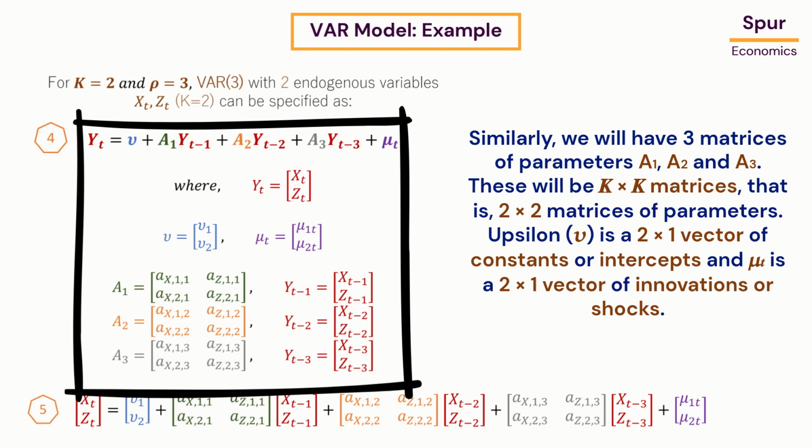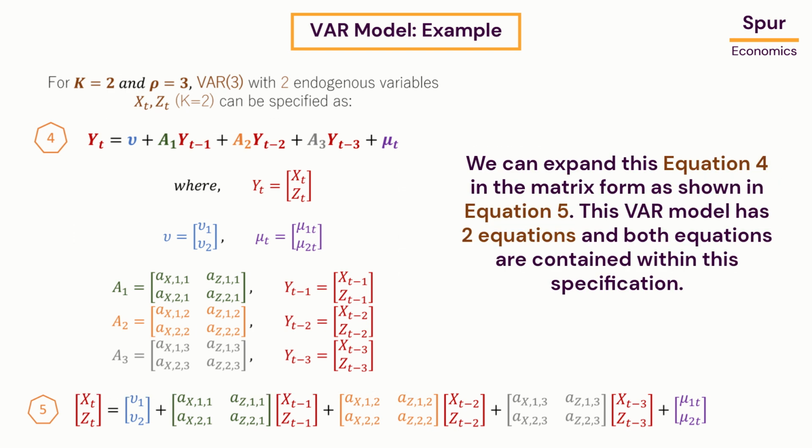Upsilon is a 2 by 1 vector of constants or intercepts, and mu t is a 2 by 1 vector of innovations or shocks. We can expand this equation 4 in the matrix form as shown in equation 5. This VAR model has two equations, and both equations are contained within this specification.